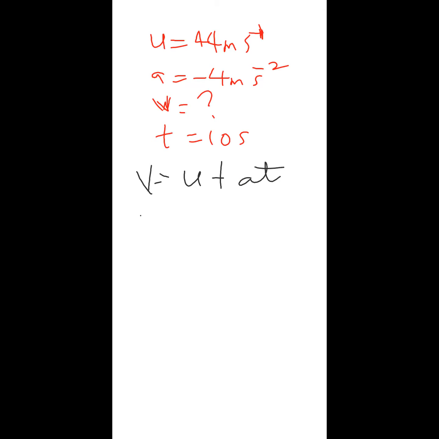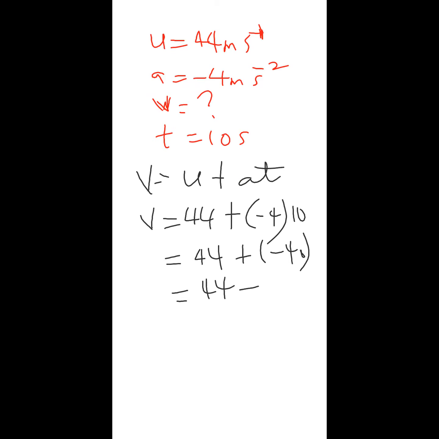Initial velocity has been given as 44, plus the a is minus 4, then the t is 10. So at the end of the day, what we are going to have is 44 plus minus 40. And that is equal to 44 minus 40, because plus times minus is minus. So the answer is 4 meters per second. That's the answer, 4 meters per second.